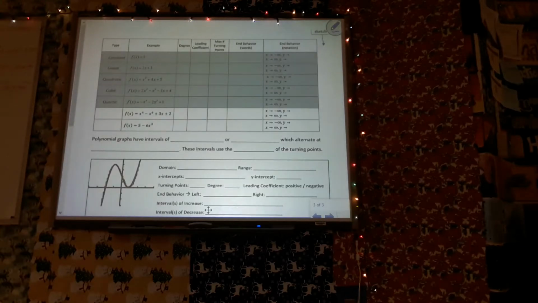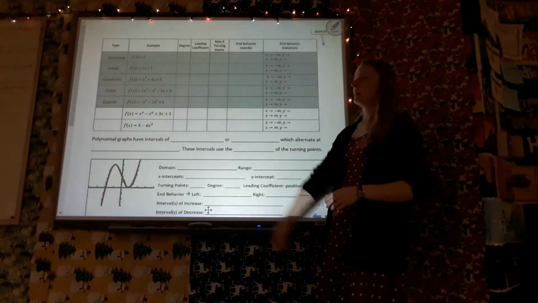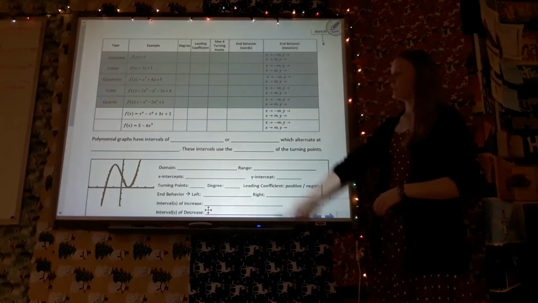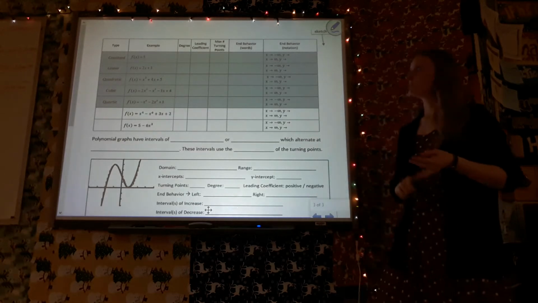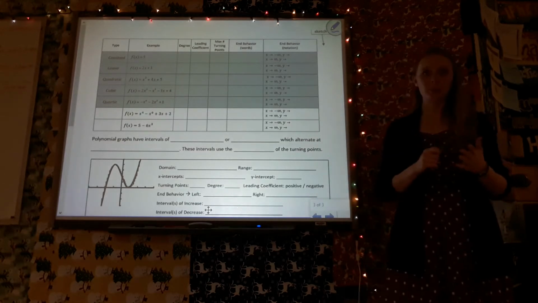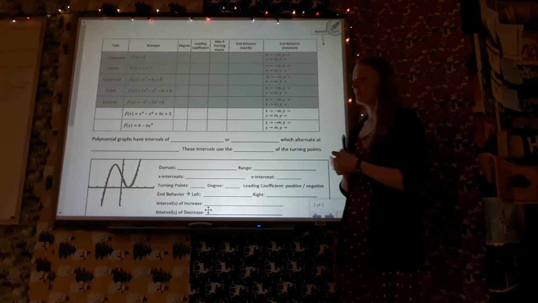All right, let's go ahead and apply this on the next page. So I have several functions here. We're going to answer these questions that we were just talking about, like the degree, the maximum number of turning points, the leading coefficient, end behavior, that kind of thing, all based off of these functions that we are not going to graph.